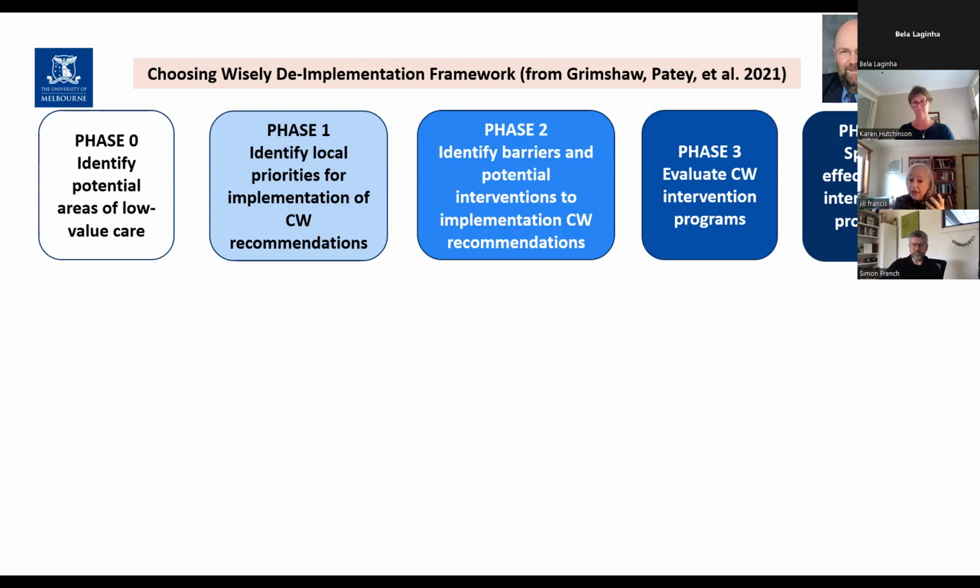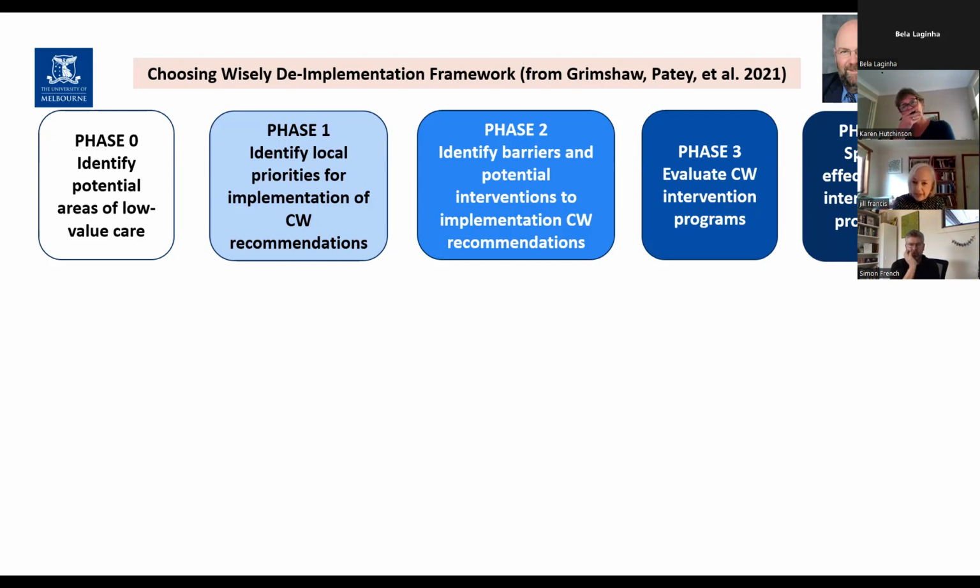Phase two is identifying barriers and enablers and identifying potential interventions to assist in implementing those Choosing Wisely recommendations. So barrier identification and identifying solutions to those barriers, the big piece of our normal framework-based implementation science. Phase three, very important, evaluating that intervention. Not just assuming it works, but testing it using the sorts of randomized designs that we like to do in evaluating any program. And then they go further, and that is spreading the effective Choosing Wisely intervention through that Choosing Wisely network. So that's really a very comprehensive, but a brief framework.